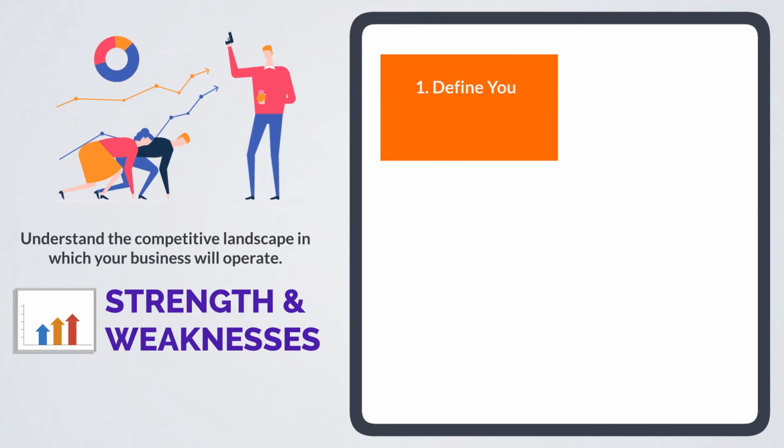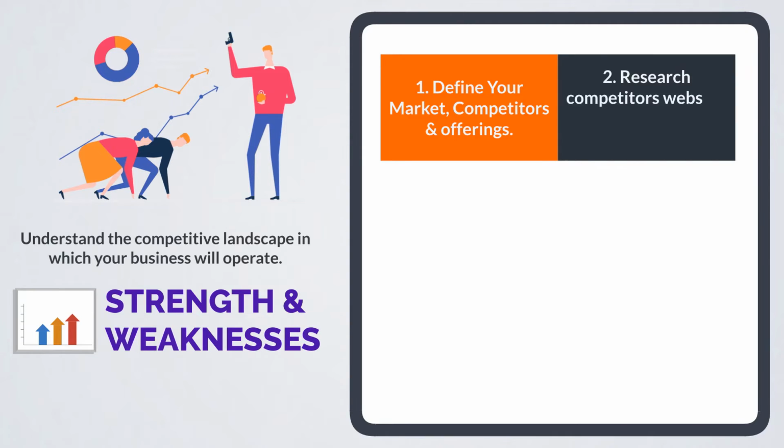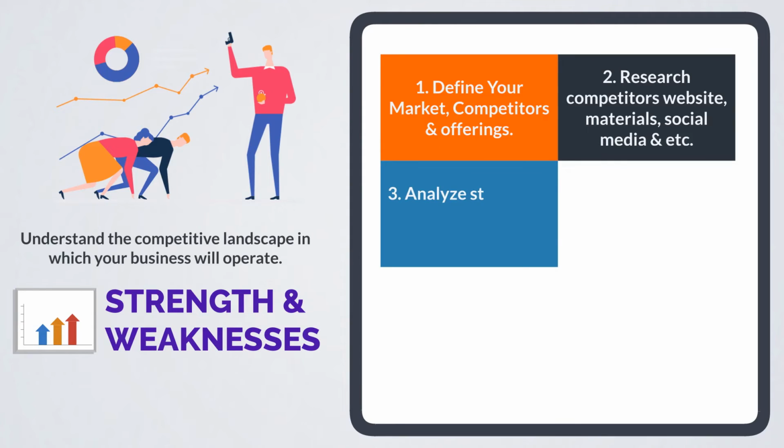1. Define your market. This step is crucial in understanding who your competitors are and what they offer. 2. Research your competitors. Once you have defined your market, it's time to research your specific competitors. This involves looking at their website, marketing materials, social media presence, and other online or offline information you can find about them.